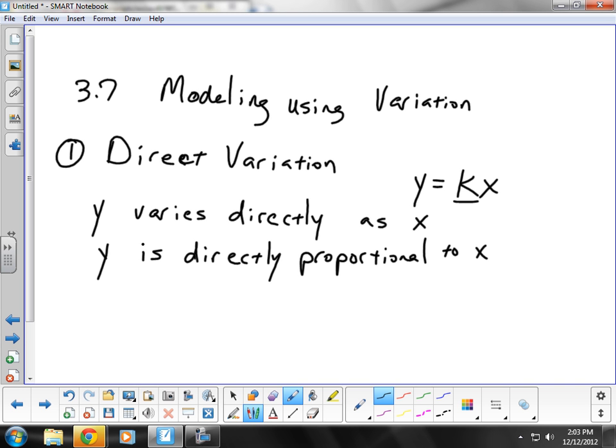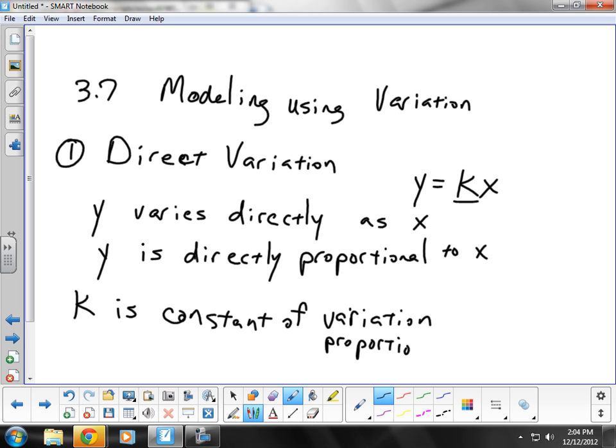That's called our constant of variation, or the constant of proportionality. So k is the constant of variation, or constant of proportionality. Okay. You can call it either one. We did this in Algebra 2. Hopefully you'll remember how to do it.